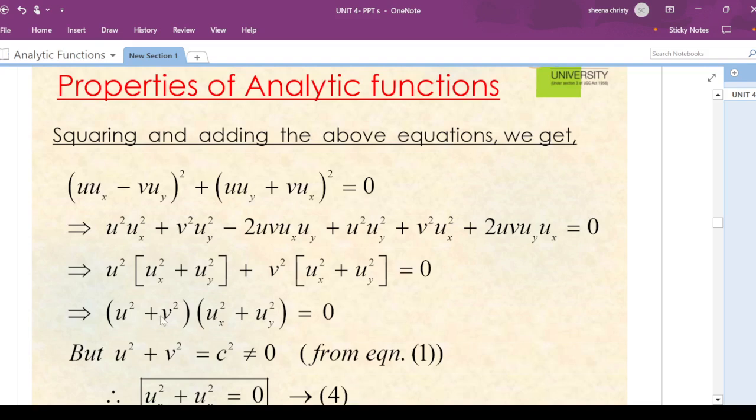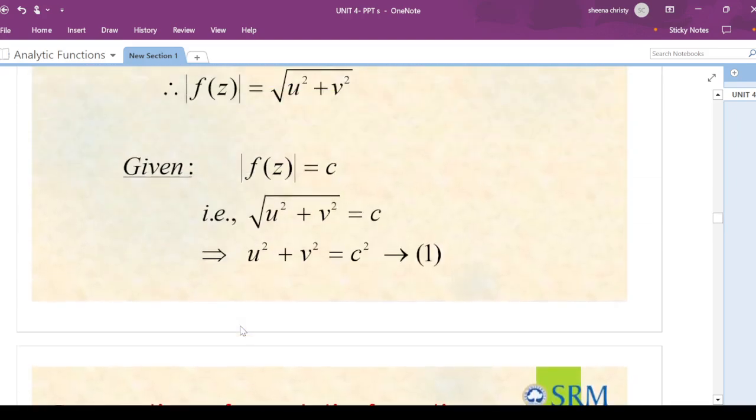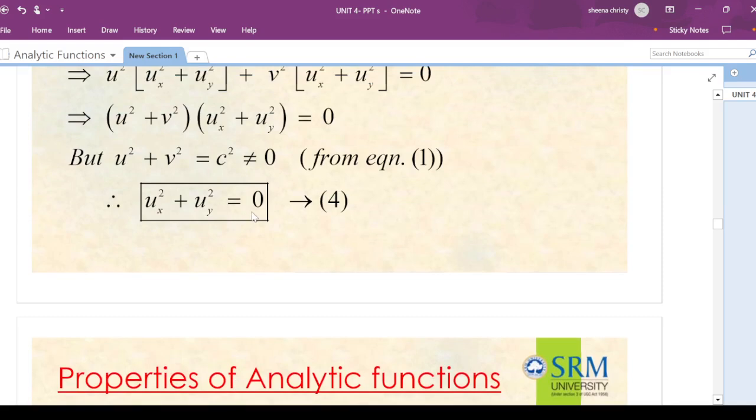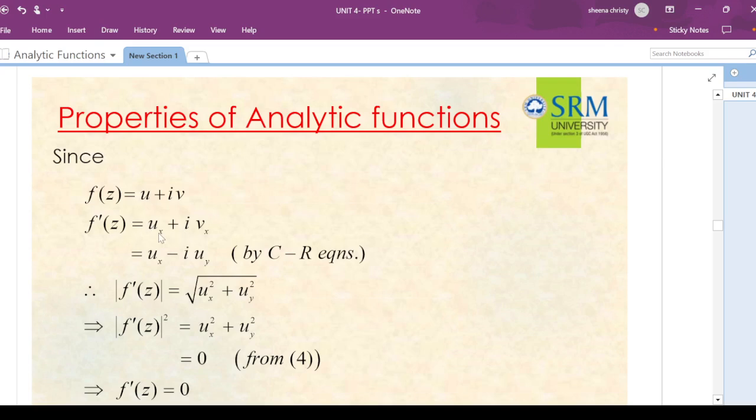So this u square plus v square cannot be equal to 0 because it is equal to constant. Initially we have seen that. So, the only possibility is you are having ux square plus uy square equal to 0. That means what? This is the differentiation of f of z with respect to x and y. So, you are going to have f dash of z equal to ux plus i times vx. By using CR equation, you can write it in this manner. So, modulus of f dash of z is under root of ux square plus uy square. Then modulus of f dash of z whole square equal to ux square plus uy square.